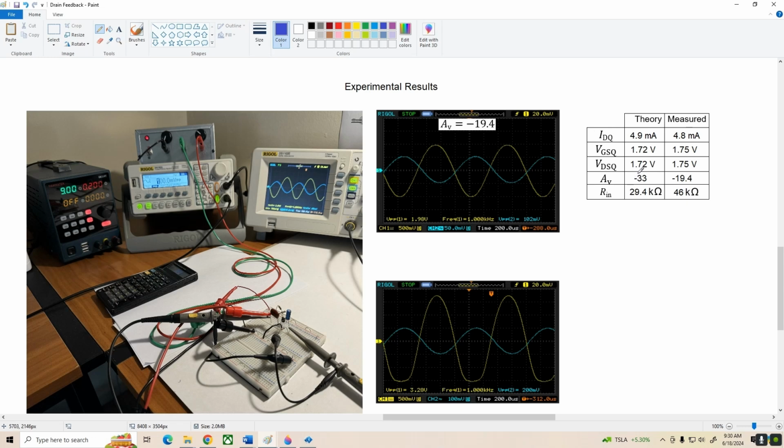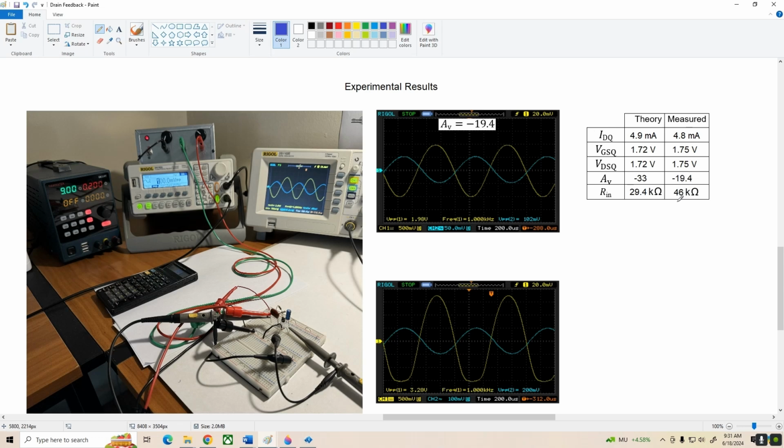Again, most of the time when you actually build these kinds of circuits, the gain is lower than the theoretical value. And also, the measured input resistance was larger than the calculated input resistance, and that's mainly because the voltage gain was lower than expected as well. Remember, in the equation we're dividing by a factor related to the gain, so when the gain is lower, Rin is a little bit higher.